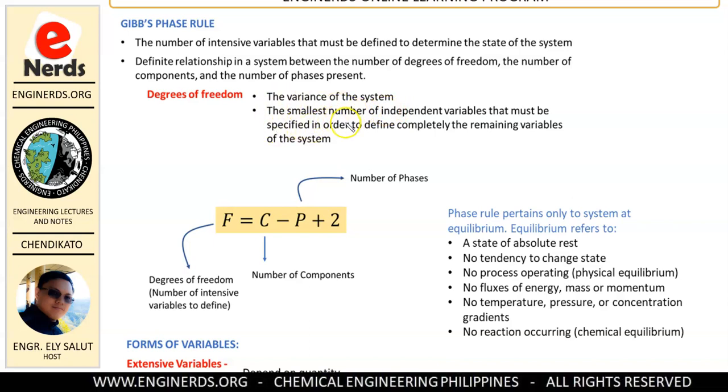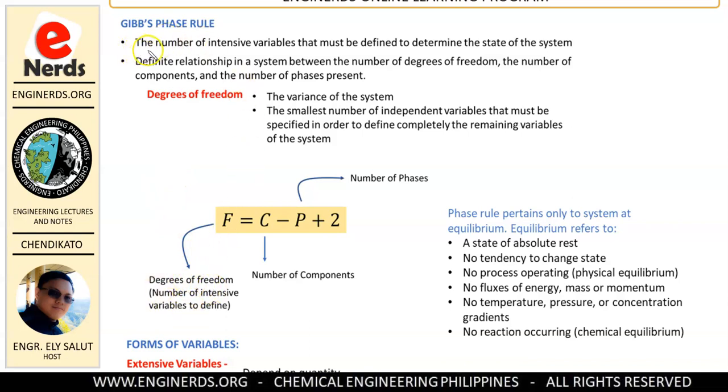It is the smallest number of independent variables that must be specified in order to define completely the remaining variables of the system. Okay, so ibig sabihin, ito yung pinakamaliit na number ng independent variable na dapat na ma-identify natin para ma-identify natin yung iba pang remaining variable sa system natin. But take note that it is specifically mentioned that this is the number of intensive variable. So we are not just talking of any variable, but we are talking about intensive variable.